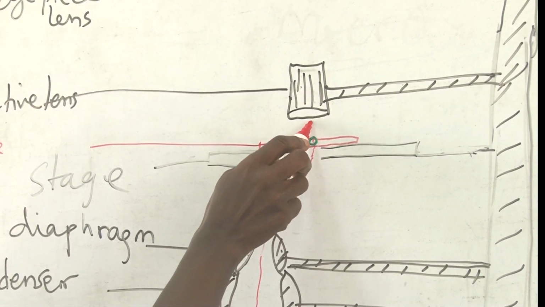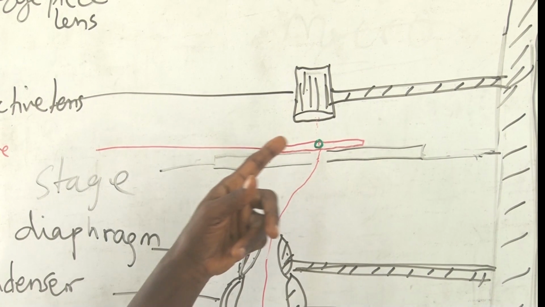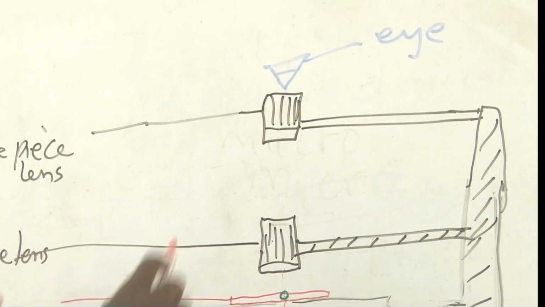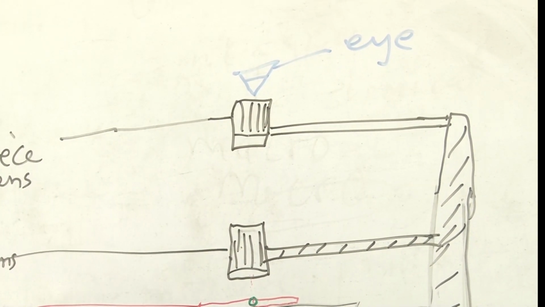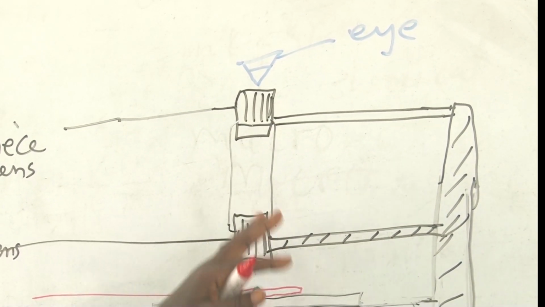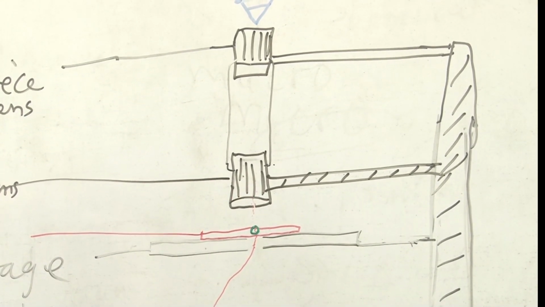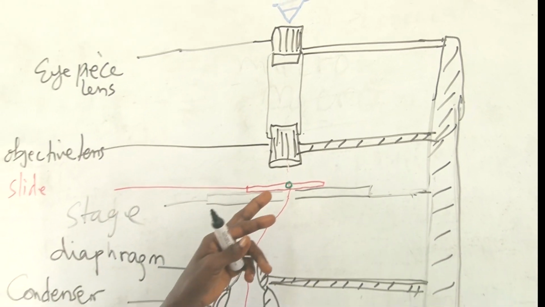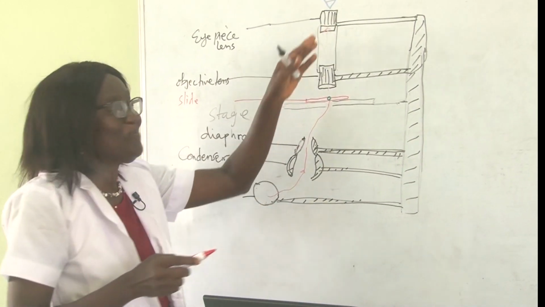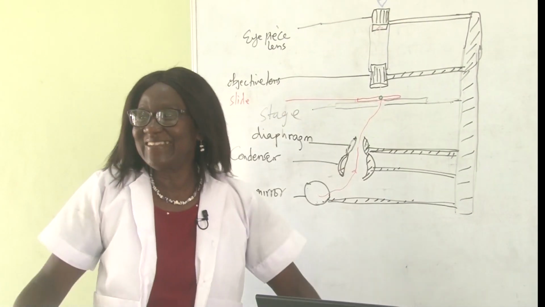So now the light goes through the objective lens, which enlarges the image of this object. The two lenses are connected with a barrel. So the light goes through the objective lens and magnifies the image. Then it passes into the eyepiece, which is also a convex lens that magnifies the image so the eye can see.